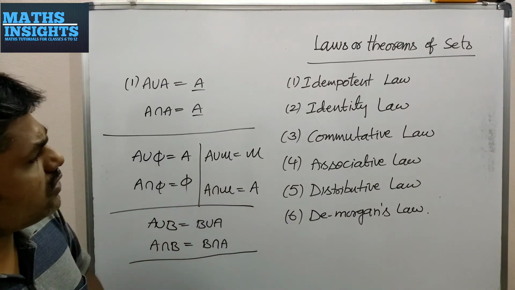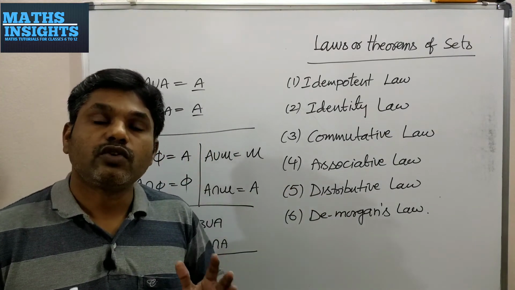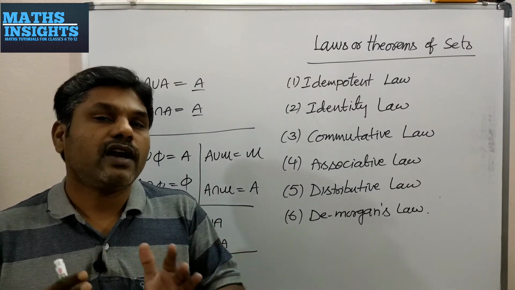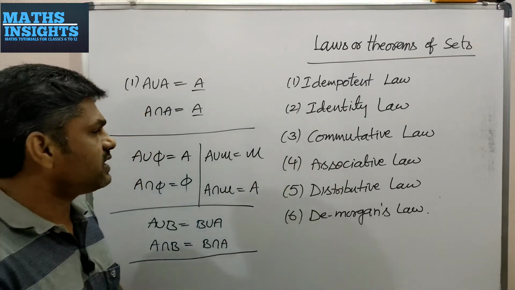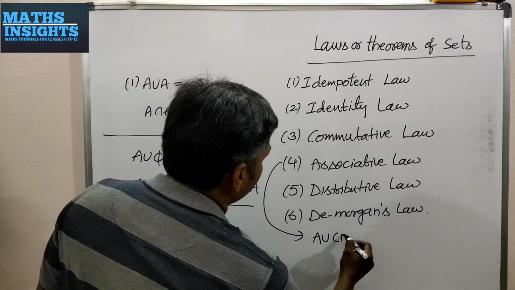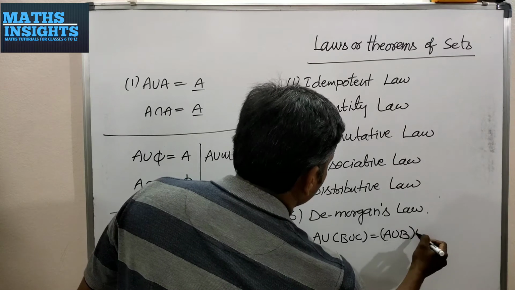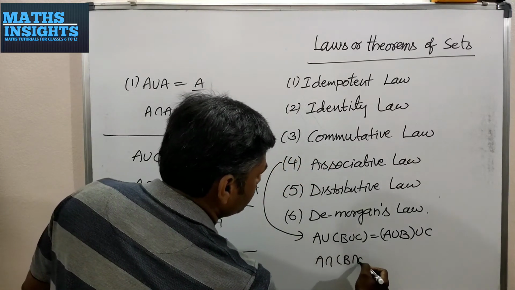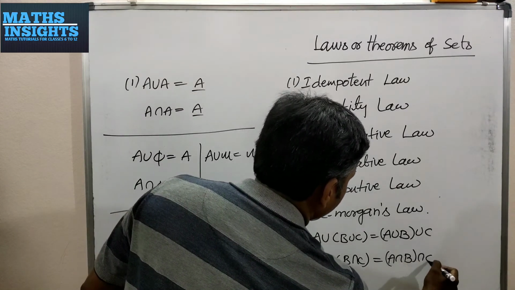Coming to the next one, associative law. So in associative law, instead of taking two sets, we will take three sets. If A, B and C are three sets, then its associative law is written as A union (B union C) is equal to (A union B) union C. Similarly, A intersection (B intersection C) is equal to (A intersection B) intersection C.